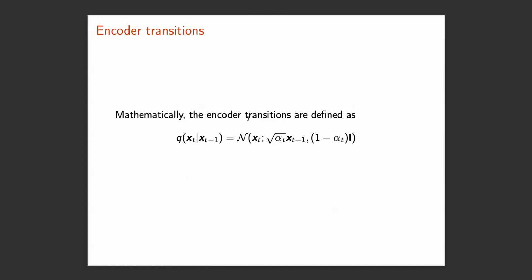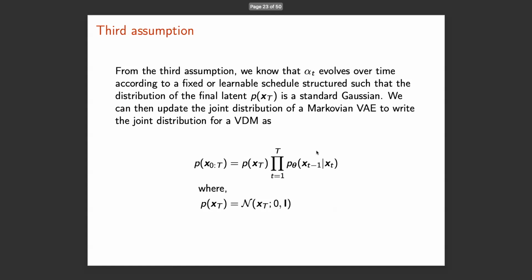So mathematically, that means that these encoder transitions are simply defined as Gaussians, where gradually the mean values and the variances change, but only slowly. So this alpha evolves over time according to a fixed or learnable schedule structure, such that the distribution of the final latent p(x_T) is a standard Gaussian. Then you can update the joint distribution of a Markovian variational autoencoder and write the joint distribution for what's normally called a variational diffusion model. And what we have been looking at is actually a variational diffusion model.